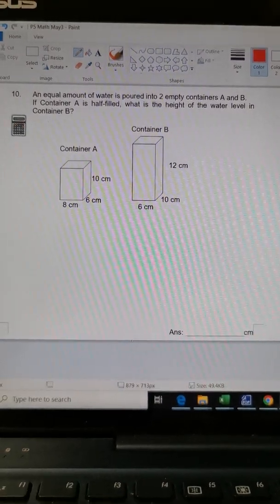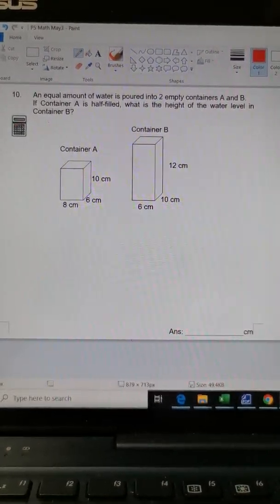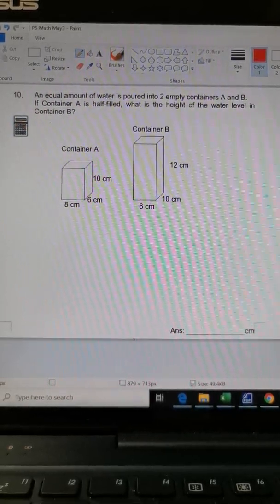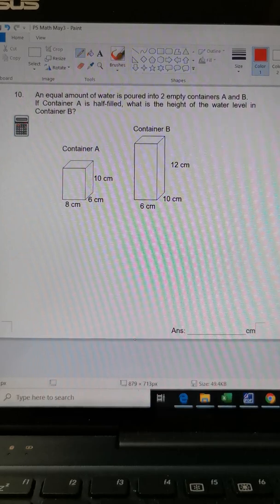Pupils, here's the last worked example that I'm going to share, and after that I will be issuing you homework to complete. Okay, now let's take a look at this question.